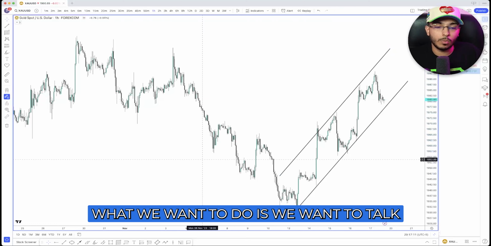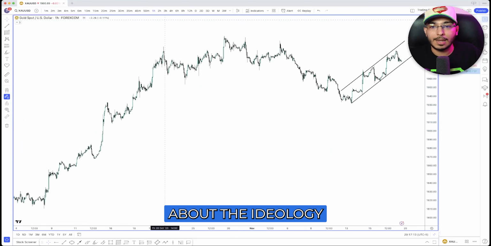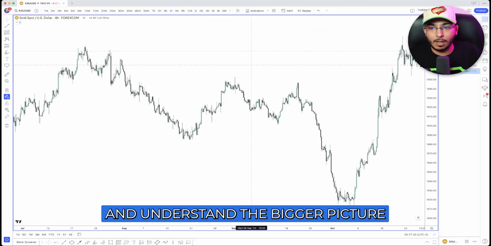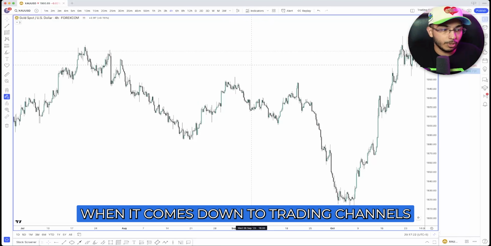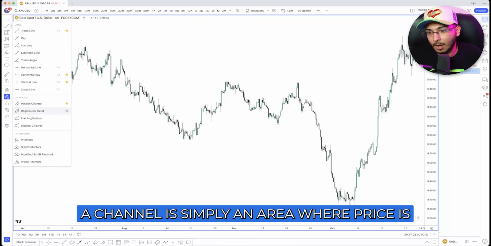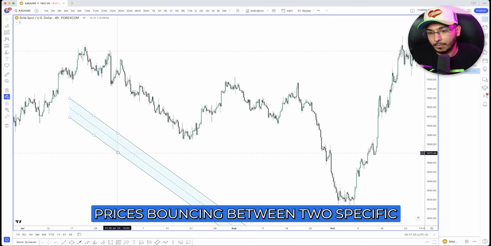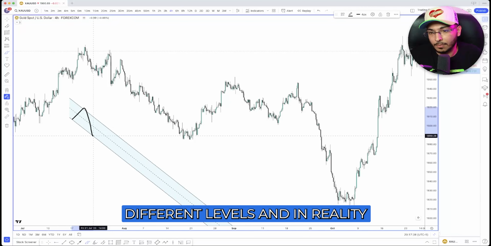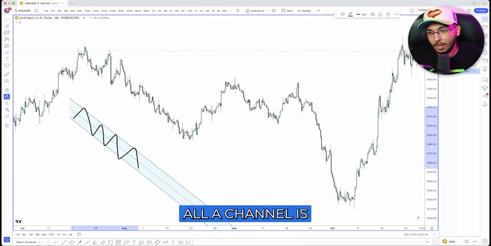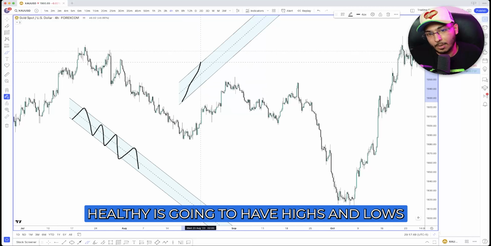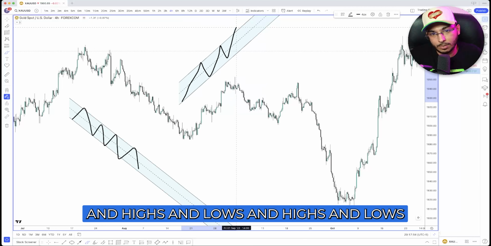In regards to it, we want to talk about the ideology of understanding channels and understand the bigger picture when it comes down to trading channels. What is a channel? A channel is simply an area where price is bouncing between two specific levels. And in reality, all a channel is, is just like a healthy trending market. A market that's trending healthy is going to have highs, lows, highs, lows, highs, lows.